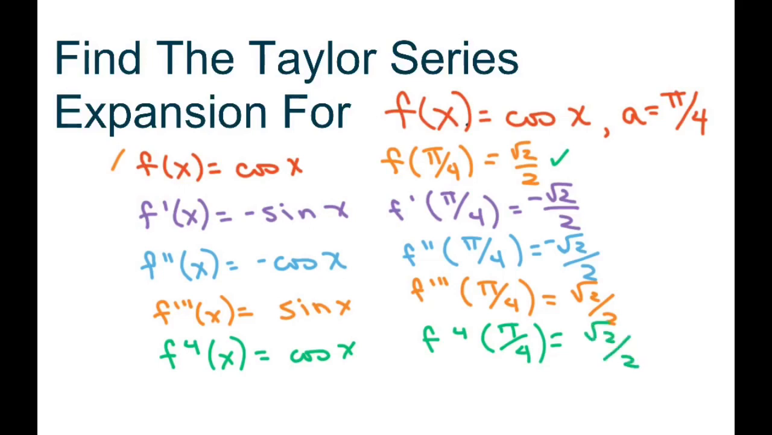And then we're just going to expand using the Taylor series expansion formula, which is the sum k equals 0 to infinity of f of k, the derivative at a, over k factorial times x minus a to the k power. All right? This goes on indefinitely, so we're going to write it out.